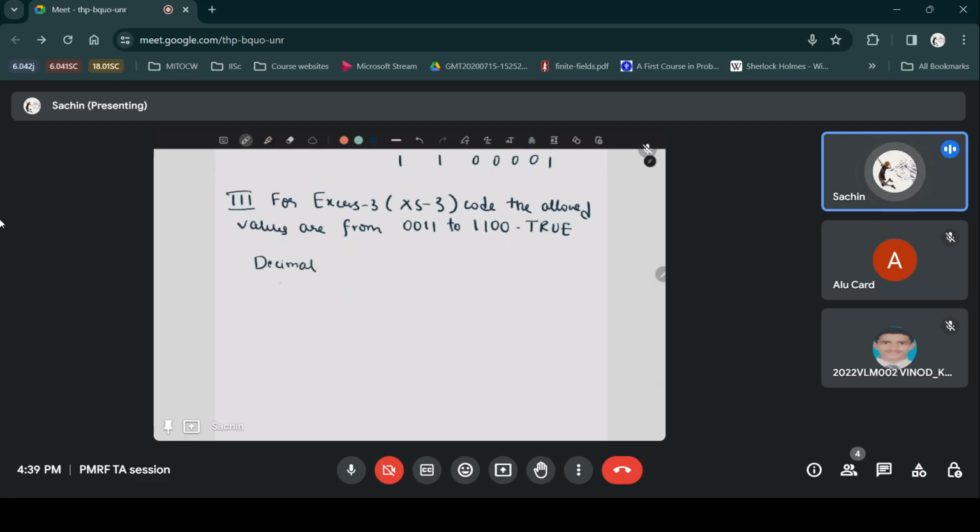the code words are, you have decimal 0, 1, 2 up to 9. So in binary, the representation will be 0000, 0001 up to 1001. You get XS3 by adding 3, that is 0011, to the binary code. So you'll get from 0011, 0100 up to 9 plus 3 is 12, which will be 1100. So this statement is also true.